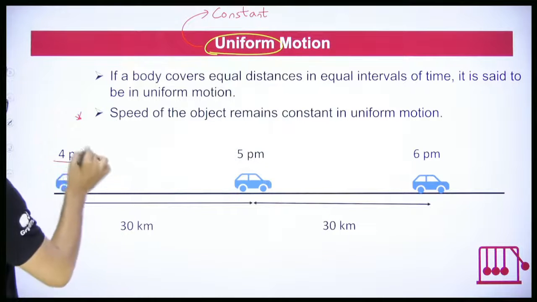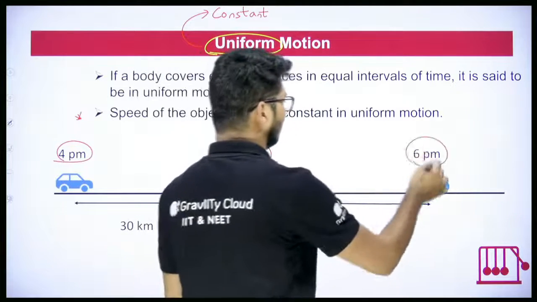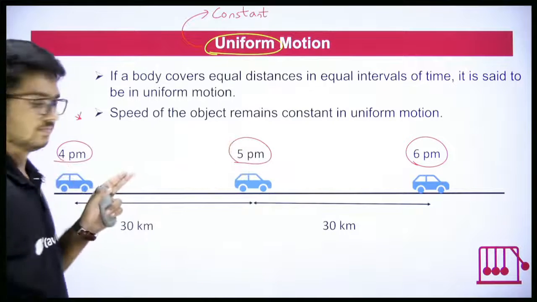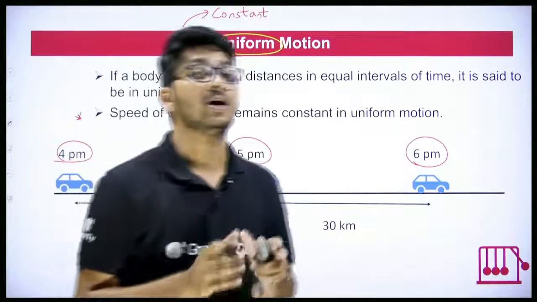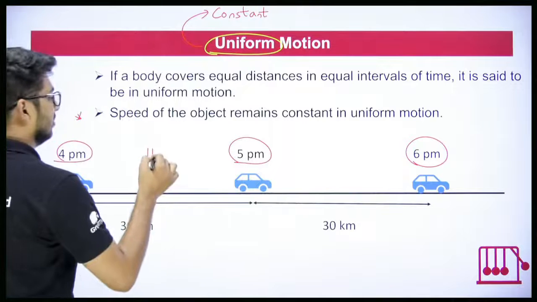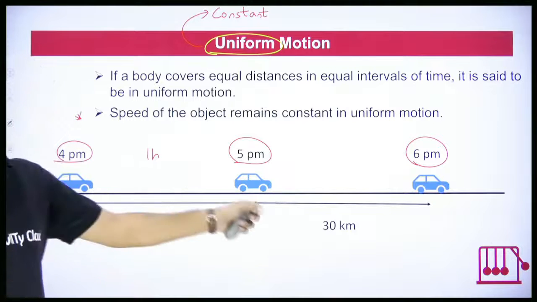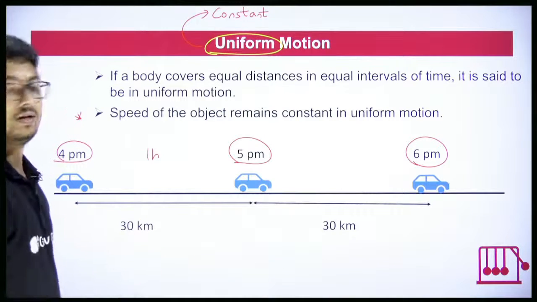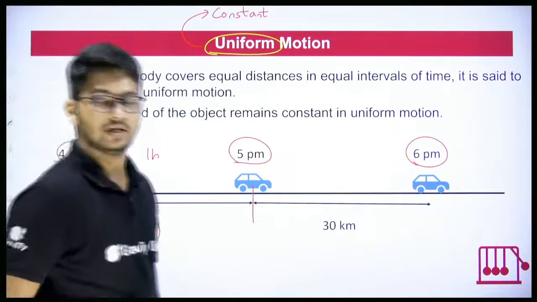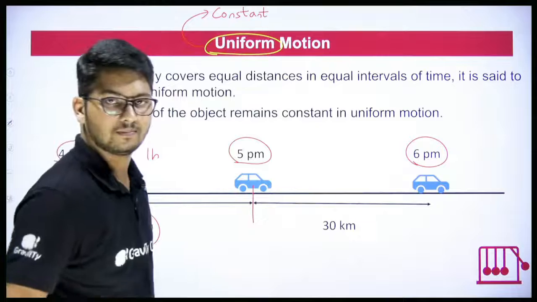So here, look at this. At 4 p.m. a car is here. At 5 p.m. the same car is here, and at 6 p.m. the same car is here. So you look at this, from 4 p.m. to 5 p.m., how much time is there? 1 hour, yes or no? Exactly after 1 hour, from 4 p.m. you will have 5 p.m. The time taken between 4 p.m. and 5 p.m. is 1 hour. And what is the distance travelled between 4 p.m. and 5 p.m.? That is 30 kilometers. So distance is 30 kilometers and the time interval is 1 hour.